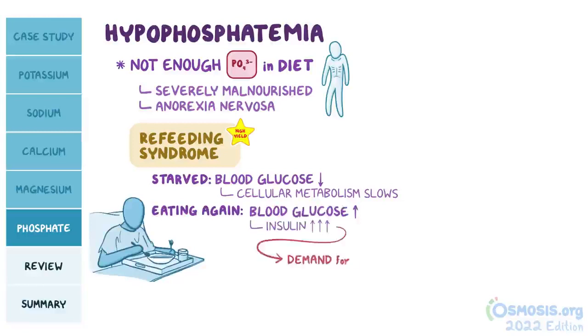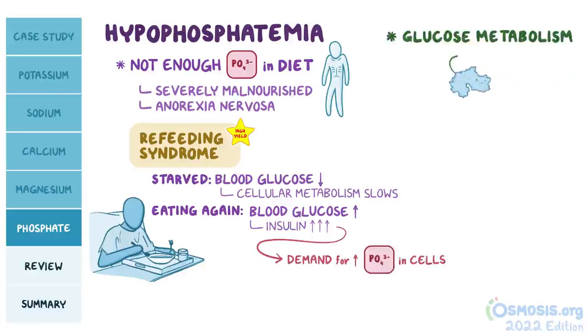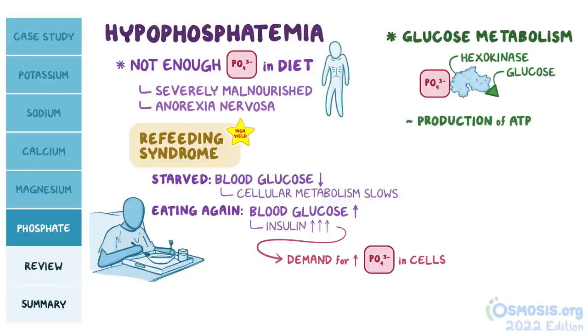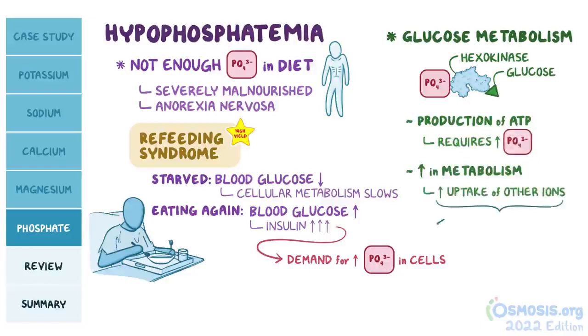This causes a demand for phosphate in cells because the first step in glucose metabolism is to have the enzyme hexokinase attach phosphate to the glucose. Also, the production of ATP molecules themselves requires a lot of phosphate. The increase in metabolism also increases the uptake of other ions, so we also get hypokalemia and hypomagnesemia.